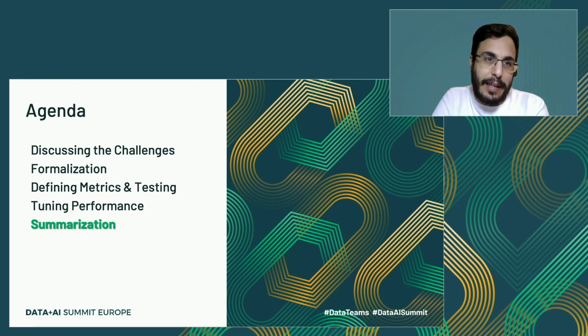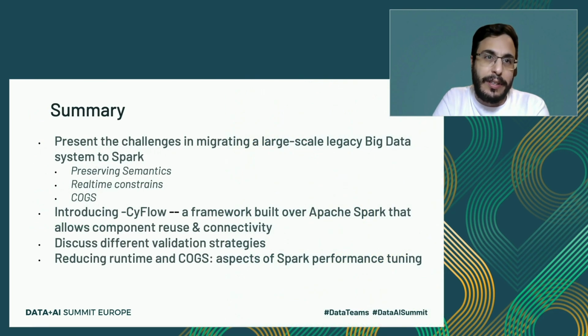So this was the tuning performance, and now let's summarize our talk. In this talk, we presented the general challenges that we usually face when we come to migrate large-scale big data pipelines from legacy technology into Spark. Let's remember the challenges. The challenges were preserving the semantics, real-time constraints, and of course, costs. In addition, we introduced SiteFlow, which is a framework we use to increase usability and avoid connectivity bugs. This allows us to separate the problem into separate components and achieve good progress in the migration.